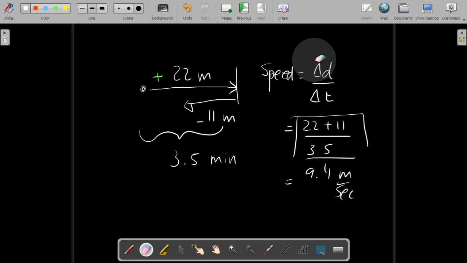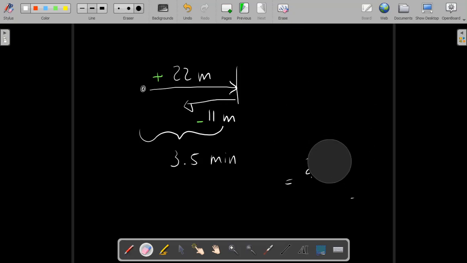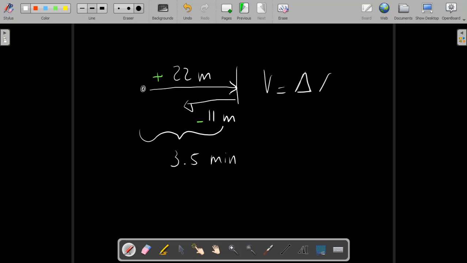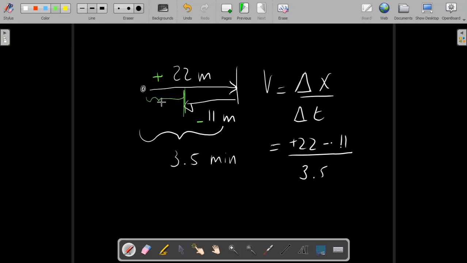Now, you do need to take them into account when you're trying to find velocity, because velocity is a vector. So for velocity, your formula says that you need to calculate the displacement and then divide it by the time it takes to travel that displacement. Displacement means take into account direction. So let's do that. Positive 22 going one way, negative 11 because it's going the other way, and then the time it took to do that. Displacement is this area right here. Okay, this is displacement.